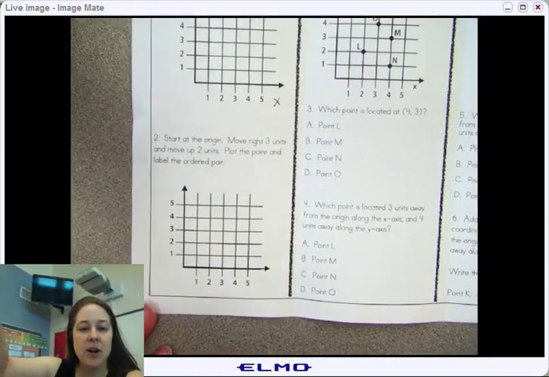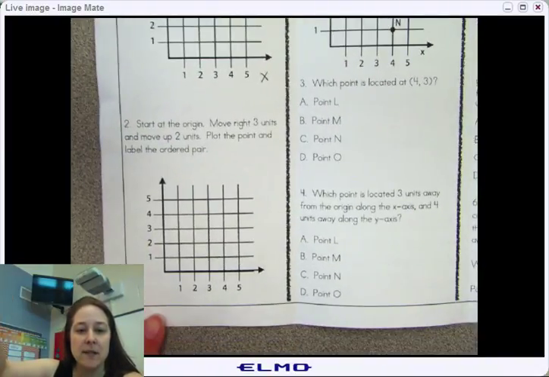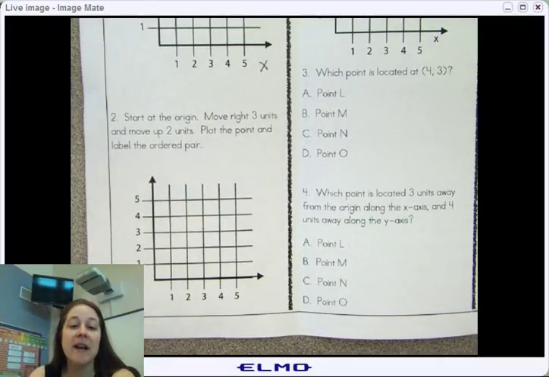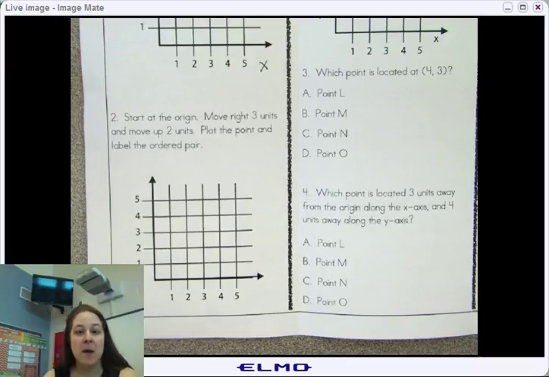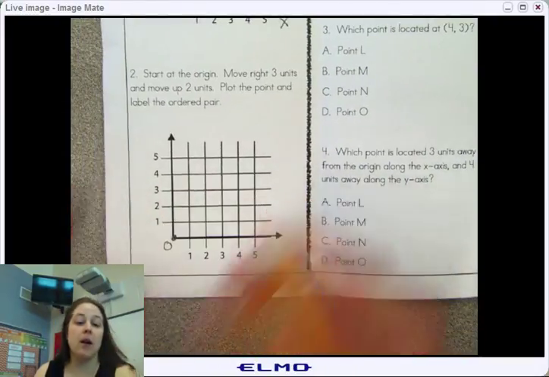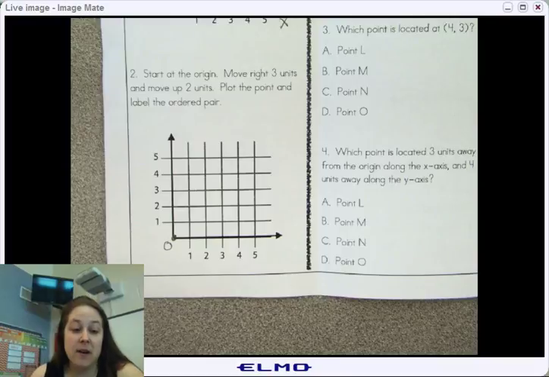Okay, start in the origin, move 3 units right and move 2 units up. Plot the point and label the ordered pair. Some of you are like, what's the origin? The origin is actually right here. This is 0, 0. It's the spot where it normally starts. It starts at 0 and 0, both on your X and your Y axis. So that's your origin.